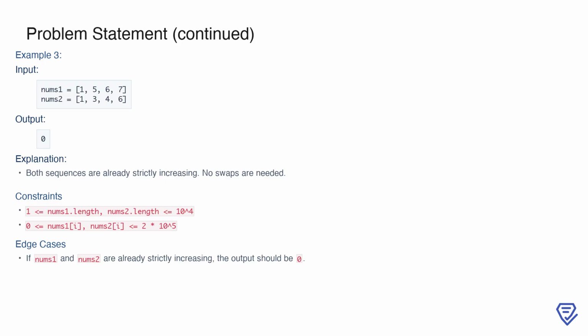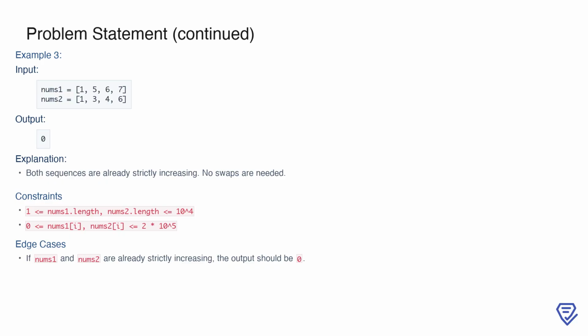In our third example, nums1 is 1, 5, 6, 7, and nums2 is 1, 3, 4, 6. Here, the output is 0. That's because both sequences are already strictly increasing, so no swaps are needed. This is a straightforward case where we simply observe that the input already satisfies the desired condition.